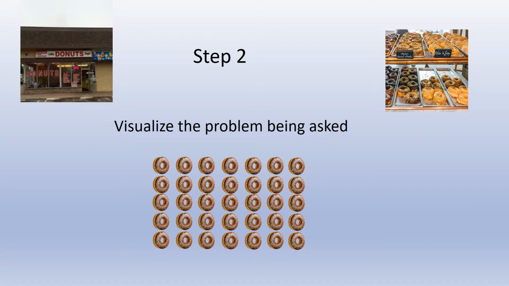So after reading that, the next step is to visualize the problem being asked. So you can see I have a bunch of donuts here. There are 5 in each row, and that represents the number of donuts purchased each day. And there are 7 rows, which visualizes each day of the week for us.